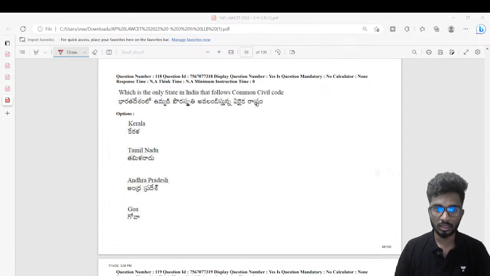Which is the only state in India that follows a common civil code?